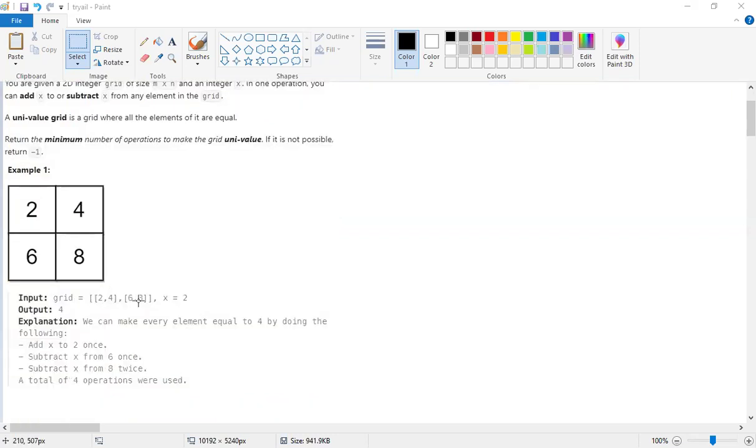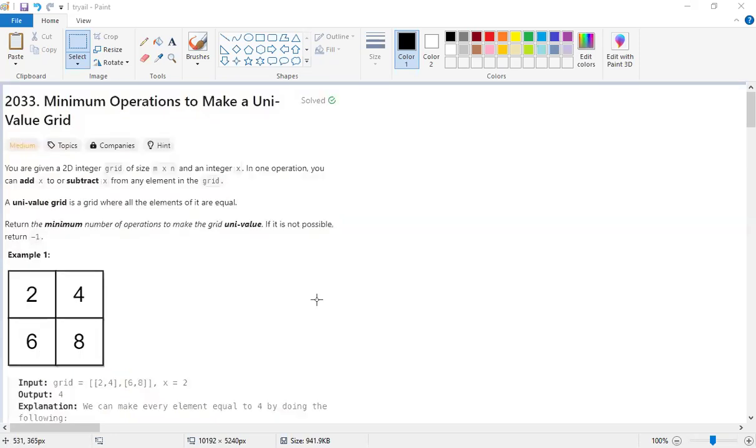For example, here 2, 4, 6, 8, right? X is 2. So you will try to make all the values equal to one value by adding or subtracting 2, right? So let's start with its solution. Probably what we will be doing is firstly translating it to a mathematical problem, right? So let's say we have A1, A2, A3, and A4.